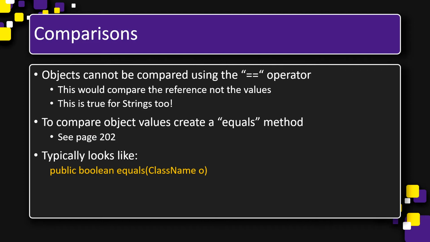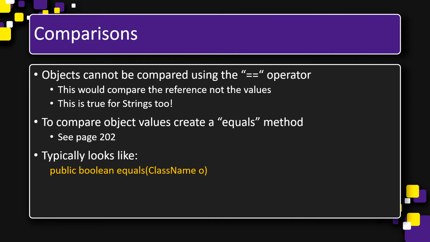When we're comparing objects using the equals equals operator, this is going to compare the reference or the hash of the object and not the actual values. So this is really important to remember because when we're comparing objects, we usually want to compare on specific data types. This could be an ID field or some other aspect that we're going to use to determine whether or not these two things are the same.